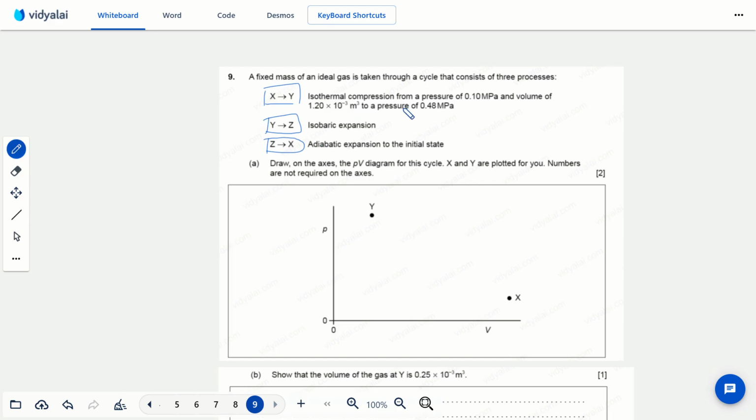From this line, we know that Z comes after Y, going through a process of isobaric expansion. Isobaric expansion means there is no change in the pressure of this gas. So we have a horizontal line which indicates no change in pressure, and let Z be at that point.